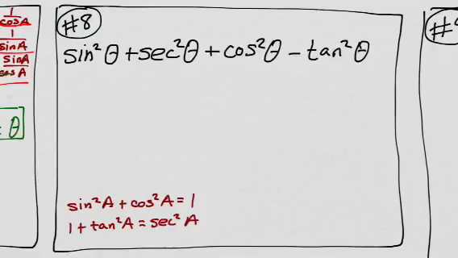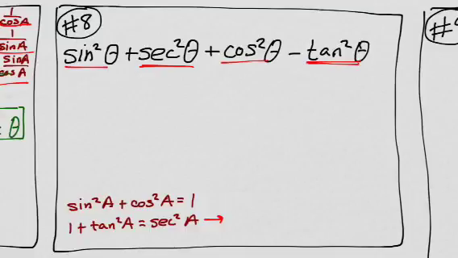So for question number 2 here, we have the sine squared of theta plus secant squared of theta plus the cosine squared of theta minus the tangent squared. That's an important thing to notice. And what this should make us think of is those Pythagorean identities. I've written the two relevant ones down here at the bottom. Sine squared plus cosine squared equals 1, and then 1 plus tangent squared equals secant squared. Notice we have a secant squared, and we have a minus tangent squared.